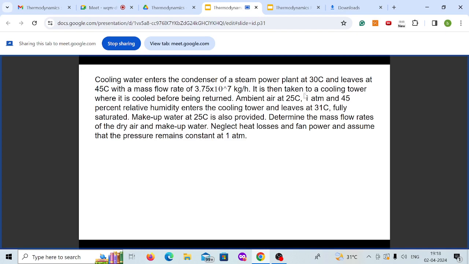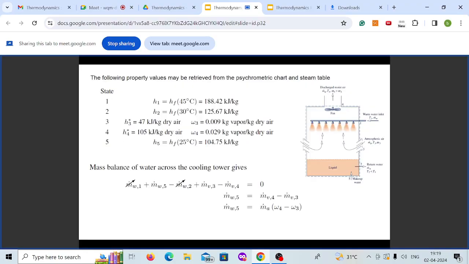Now this water is taken to a cooling tower where it is cooled before being returned. So ambient air at 25 degrees Celsius, 1 atmosphere and 45% relative humidity enters the cooling tower and leaves at 31 degrees Celsius as fully saturated. So makeup water at 25 degrees Celsius is also provided. Determine the mass flow rates of the dry air and makeup water. Neglect heat loss and fan power and assume that the pressure remains constant at 1 atmosphere. So we need to find out the mass flow rate of the dry air and of makeup water.